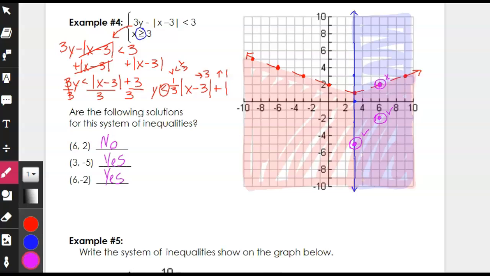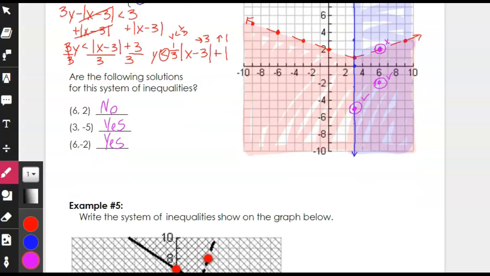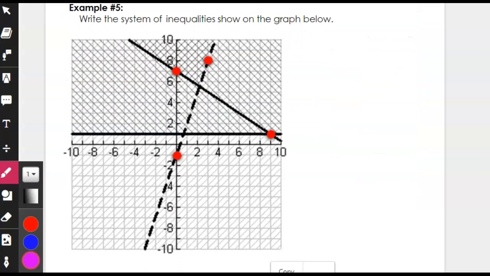So the last problem that we have today is example 5, and instead of giving you inequalities and asking you to graph them, it gives you the graph and asks you to write the inequalities. So if you notice, there are 3 lines. One of them is horizontal, one of them is sloped positively but dotted, and another one is sloped negatively and solid.